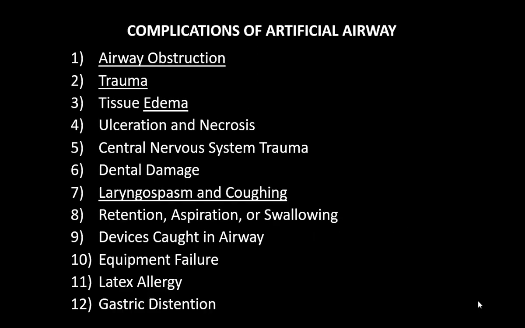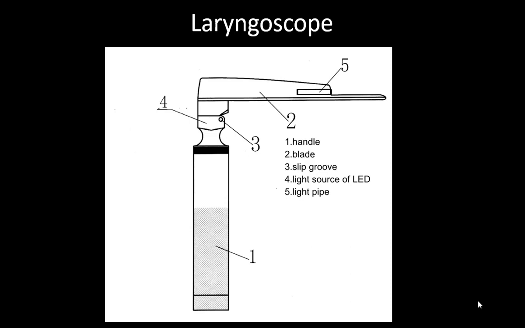So complications of artificial airway: airway obstruction due to inadequate size and blocking with mucus plug. It can cause trauma, tissue edema, ulceration and necrosis, central nervous system trauma, dental damage, laryngospasm and coughing, retention, aspiration or swallowing of device or part of device, equipment failure, latex allergy and gastric distension.